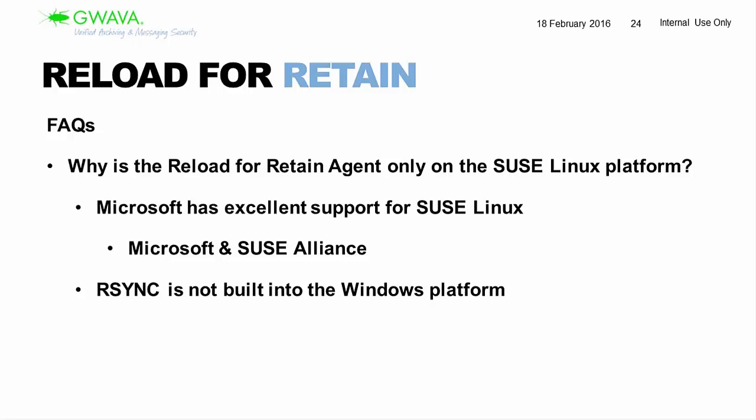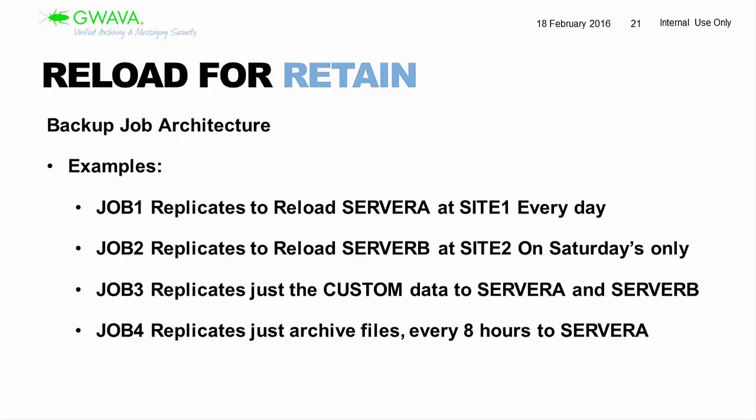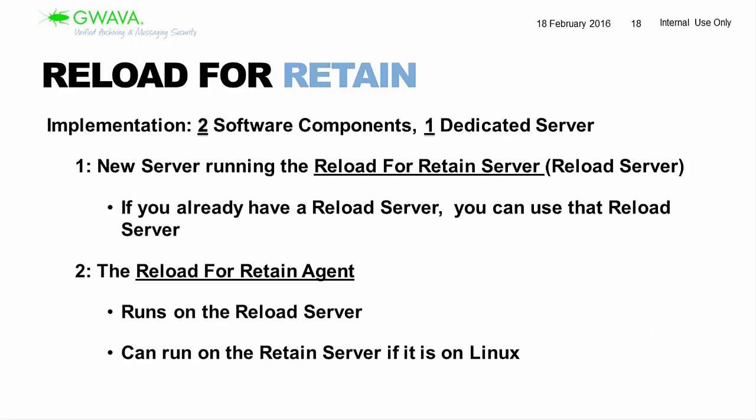Okay, let's back up and go back here. So what's the design? How do you implement Reload for Retain? So there's 2 software components, but just one dedicated server needed. The new server needs to run the Reload for Retain server, or the Reload server. Now, if you already have a Reload server, you can use that same Reload server. There's no reason to spin up another Reload server unless you want to, and of course maybe you'll need to do so because of disk space limitations on the existing Reload server. Your choice how you do it.